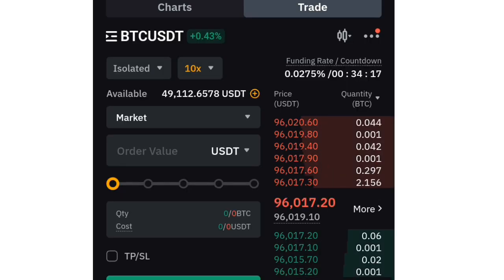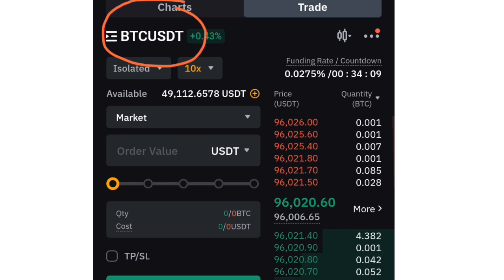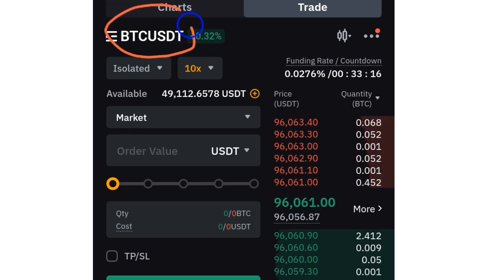When you come to this trade, you are going to see the name of the coin that you are trading here. Then I'm going to be explaining everything in this interface one after the other. So this is the coin we are trading with. You see it here, BTC USDT. This is the coin we are going to be trading.